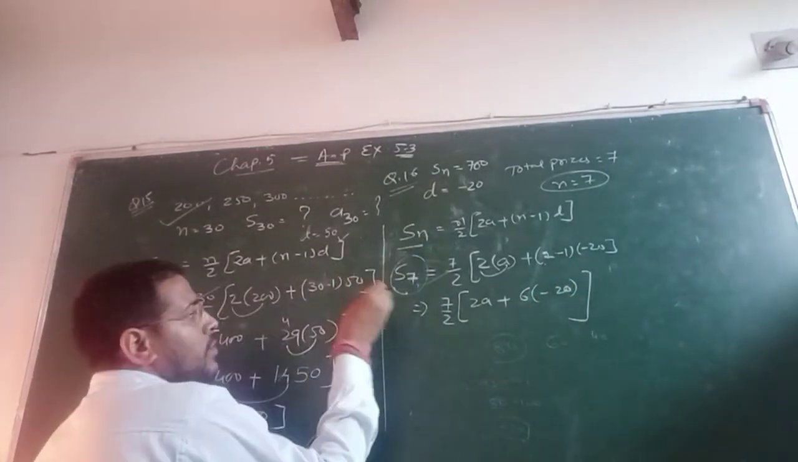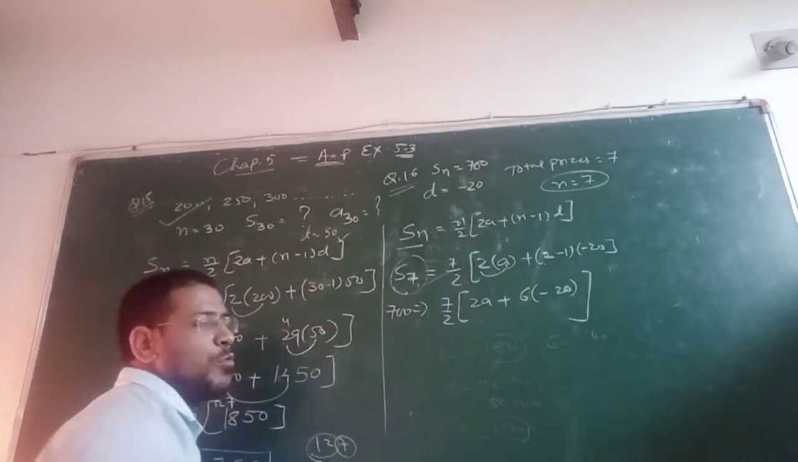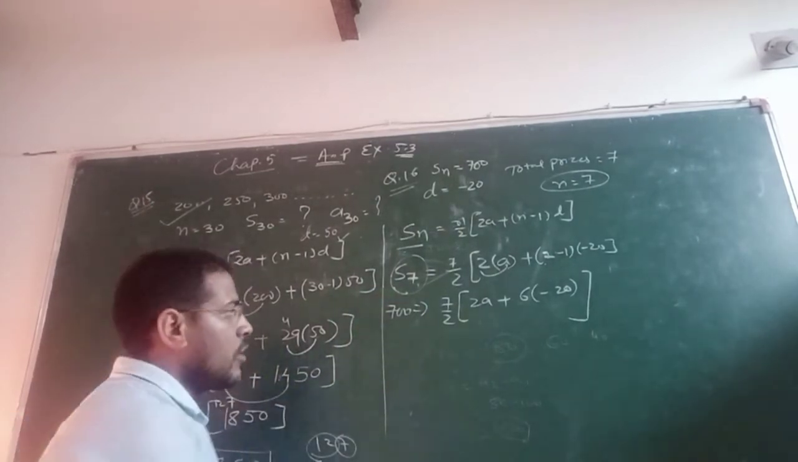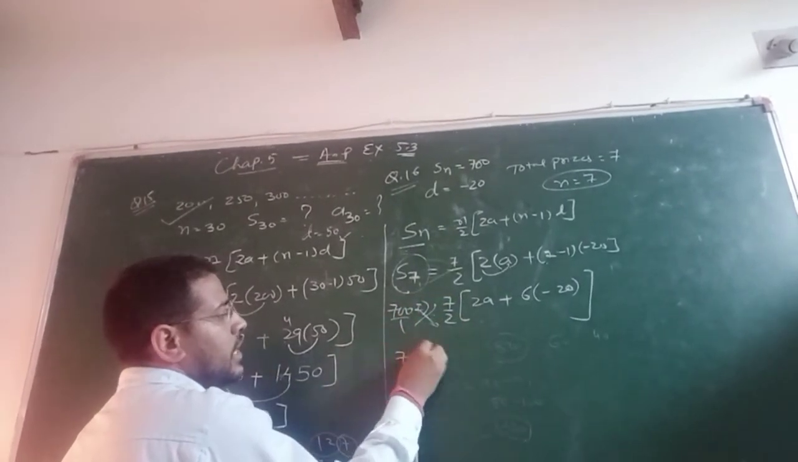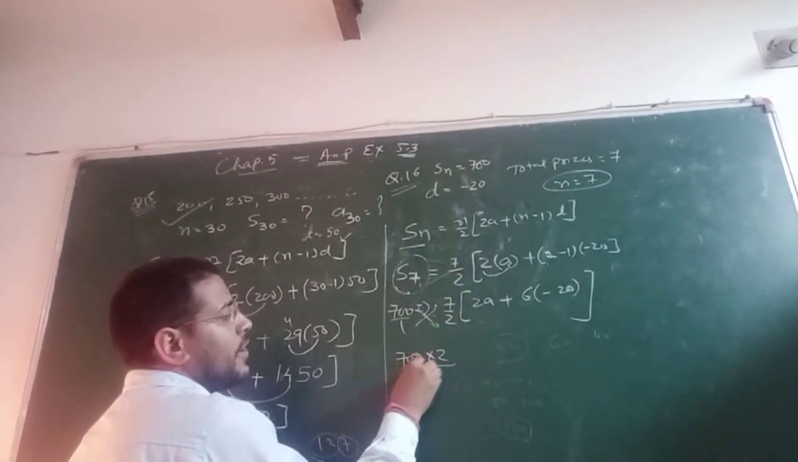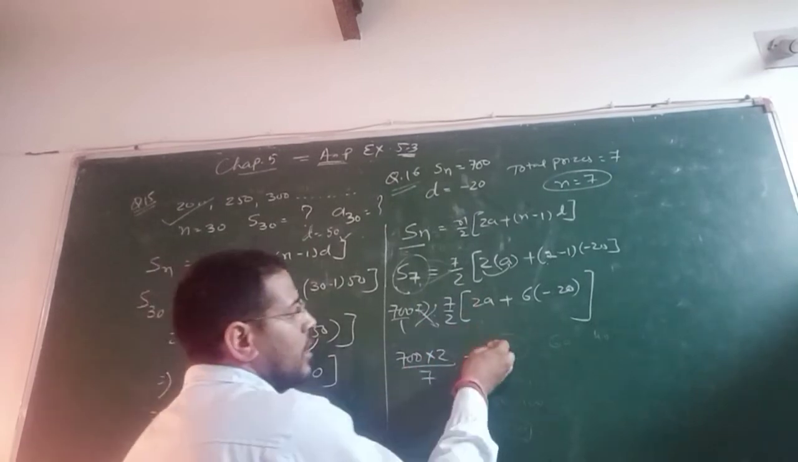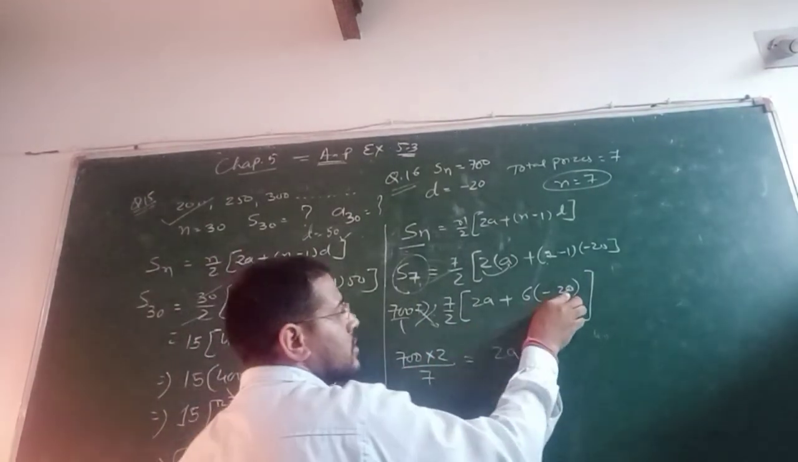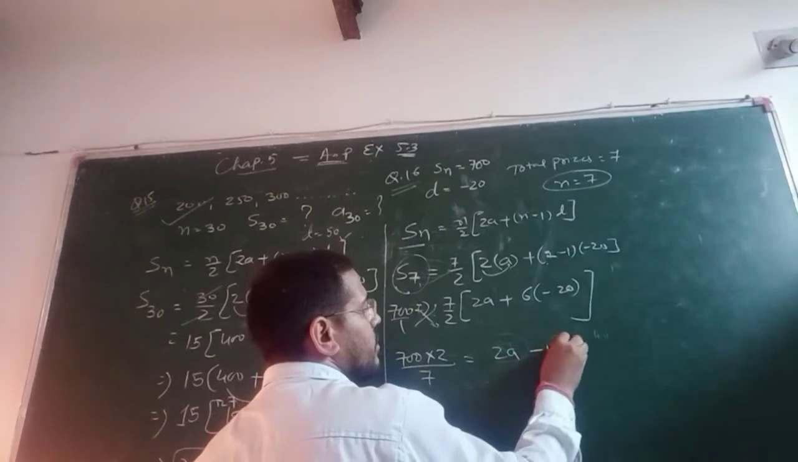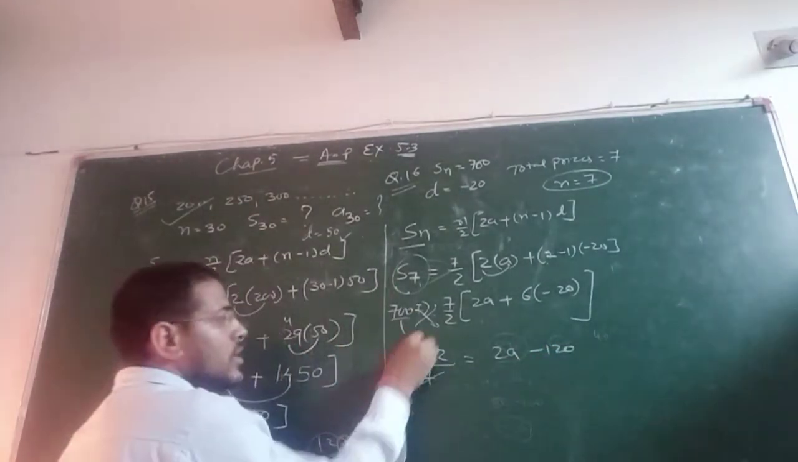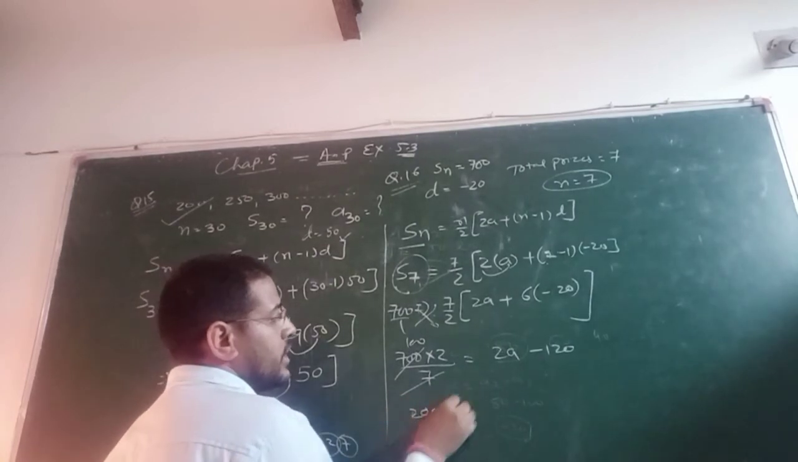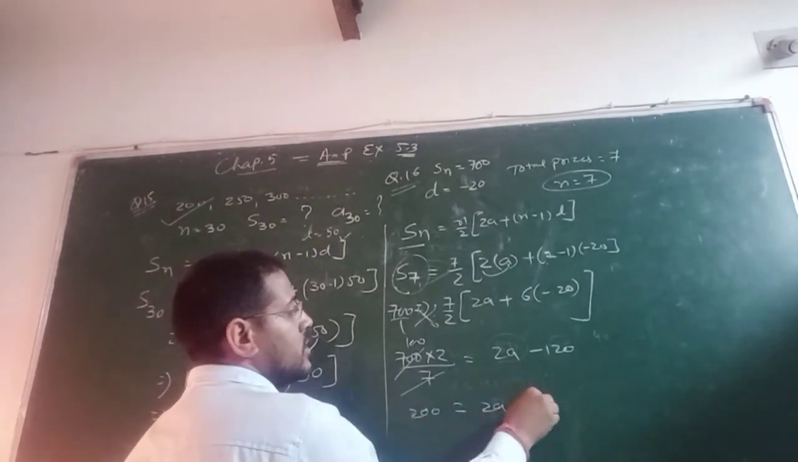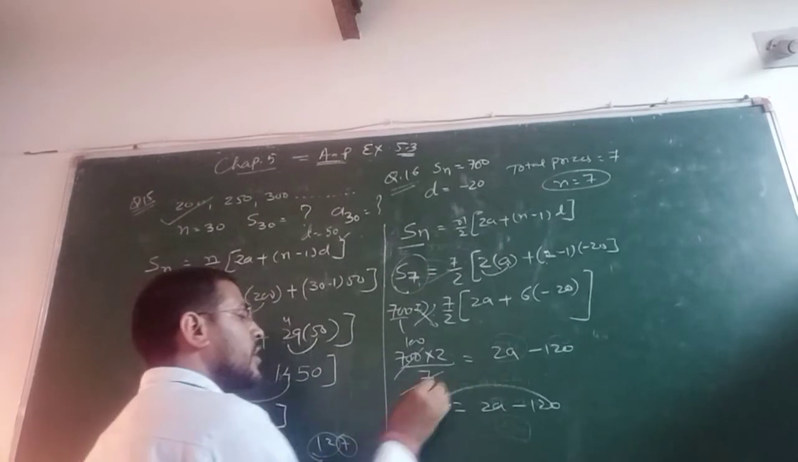S7 का वैल्यू है हमारे पास, that is 700. How much it is? 700. Now do the cross multiplication by these or these. So 700 into 2 and 7 will go at the denominator side. On the other hand, you will find 2a, 6 into 20, minus 120. Cut it down. So 100 into 2 will be 200. That is 2a minus 120. Transfer this one over here.